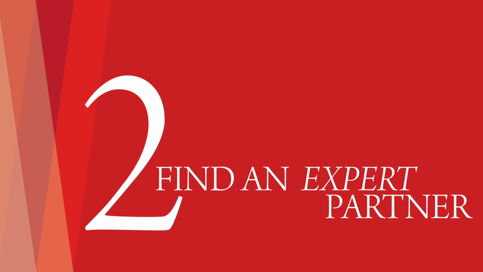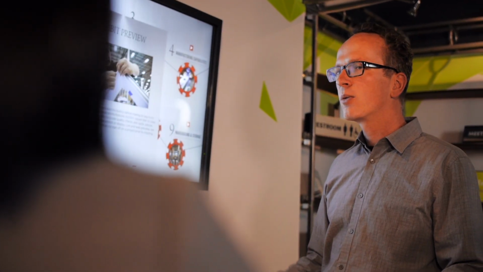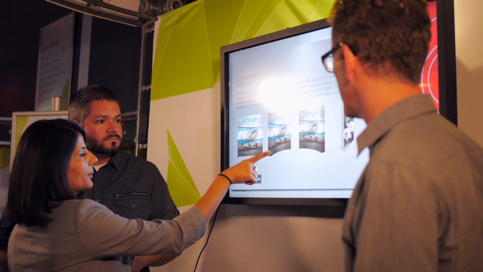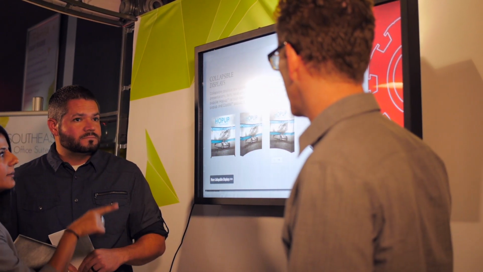Step 2. Finding an exhibit partner is the second most important step in designing a trade show exhibit. They will design an exhibit around your goals and will take the requirements and design with those in mind. Choose a partner who is seasoned, experienced, and offers services such as graphic design, installation and dismantle, and asset management.